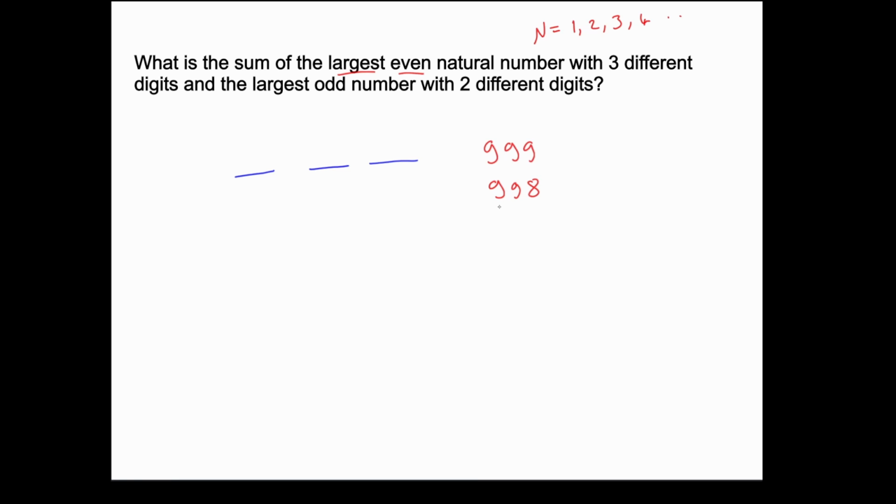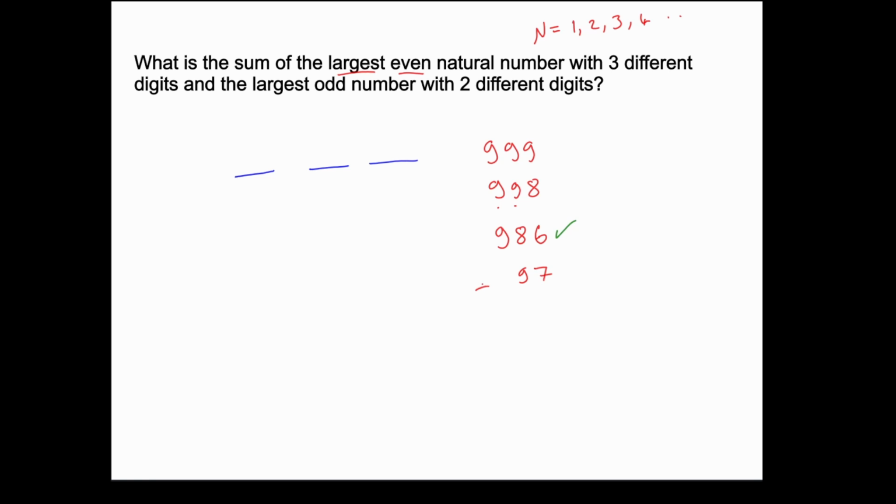But we have two nines here. The question is asking for 3 different digits. So if we want to do that, it would be 9, 8, and we can't do 8, we can do 6, right? This is the largest even number that has 3 different digits. So let's look for the second number. The second number is the largest odd number with 2 different digits. The largest odd number would be 99, but we're looking for 2 different digits, so it would be 97.